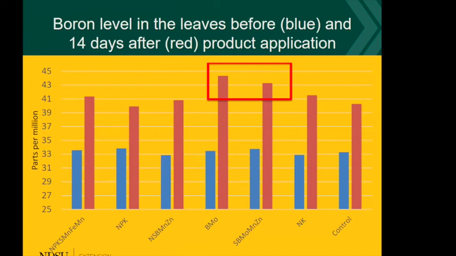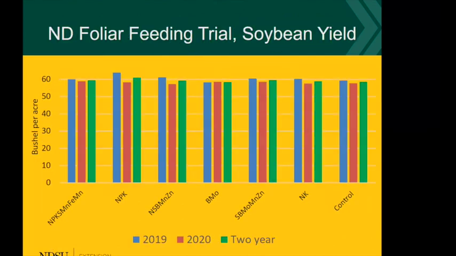Now, this is not due to application, because if you look here at the control where we didn't apply, you can see that as the plant keeps on growing, it also has different levels of nutrients. So we have to compare it with the last control bar. But I put a box around the center ones. Those have significantly higher boron in the leaf tissue after the application.